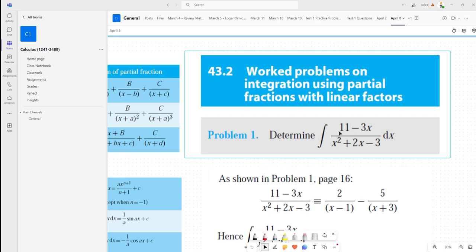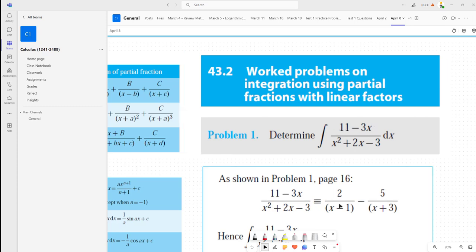So the first step for this is we need to separate the top and the bottom into something called partial fractions. I'm going to show this step after this question on how to go through this process, but 11 minus 3x over x squared plus 2x minus 3 can be separated into 2 over x minus 1, subtract 5 over x plus 3. And if you don't know how to do this in your head right away, don't worry about it. I'll review it in a minute. But that's basically the goal here, is we need to separate these two items out into its two sections. How do I know it's two?